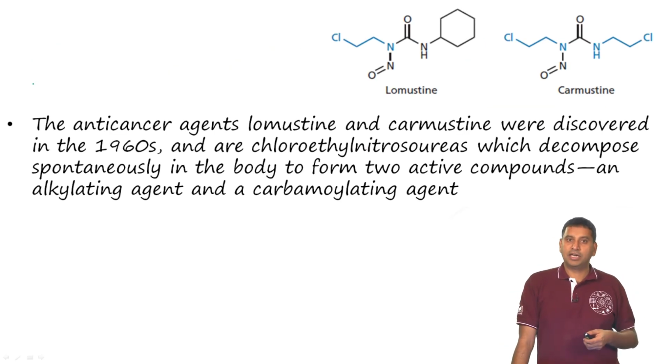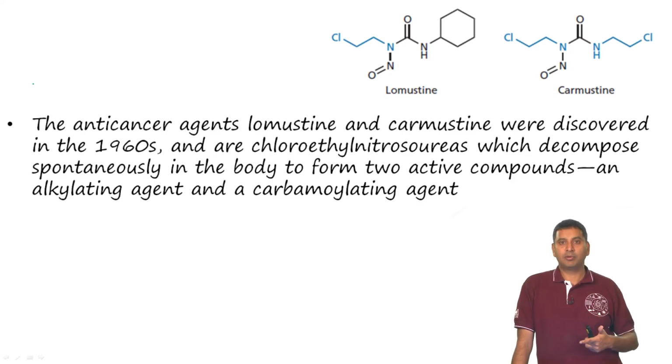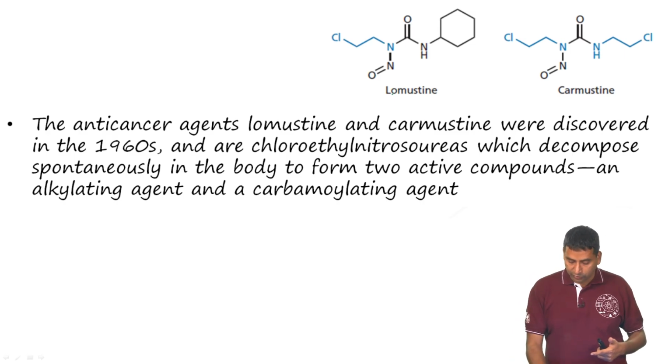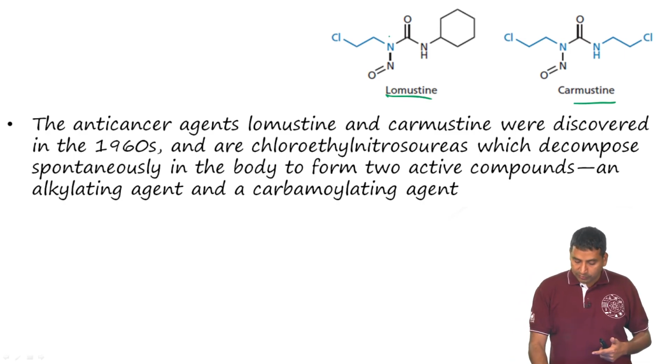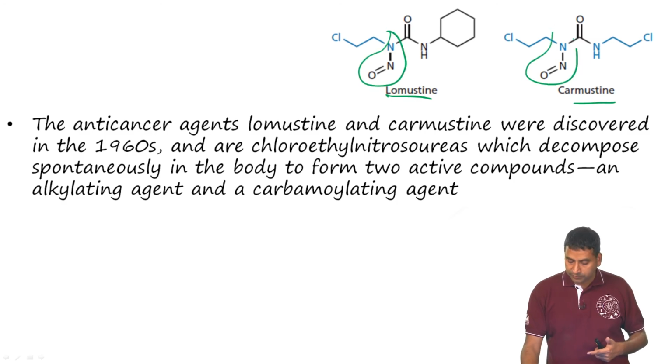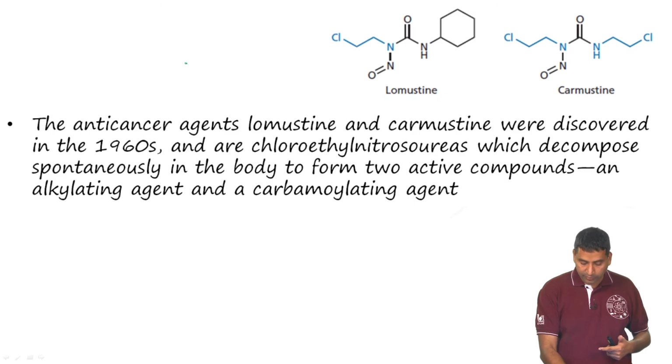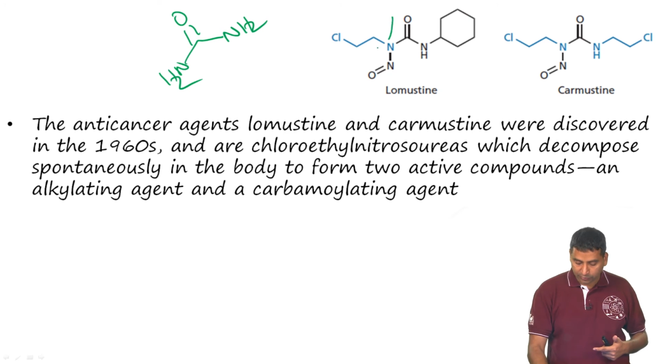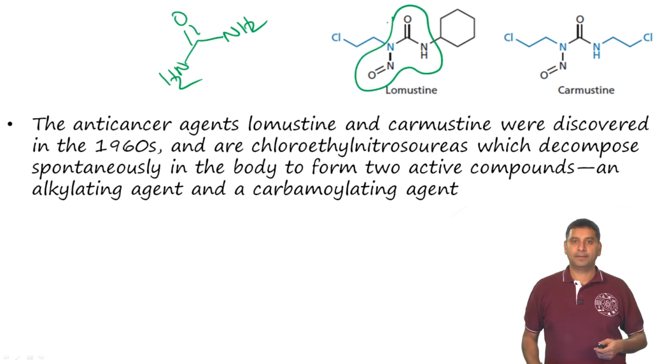The next class of anti-cancer agents which interact with DNA are lomustine and carmustine. These were discovered in the 1960s, and they are basically nitrosoureas which decompose spontaneously in the body to produce two active compounds. One is an alkylating agent and the other one is a carbamylating agent. Here is the structure of these two compounds, and nitrosourea is basically this structure. Urea is this, and nitrosourea is here.